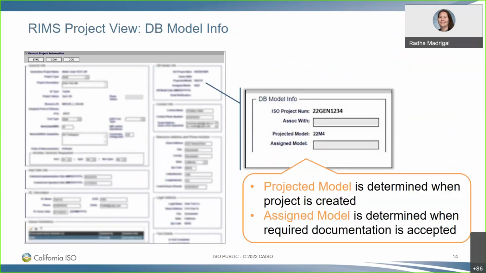And just a reminder, in RIMS, these dates that we're referring to when we're talking about a specific full network model: when your project is created and you upload the project details form, there will be a project model that gets determined at that time, and it'll tell you the model build there. And then when you go through the process and have all of your required documentation accepted, you're going to see an assigned model, which will show you the assigned model build that has been selected for this particular project.